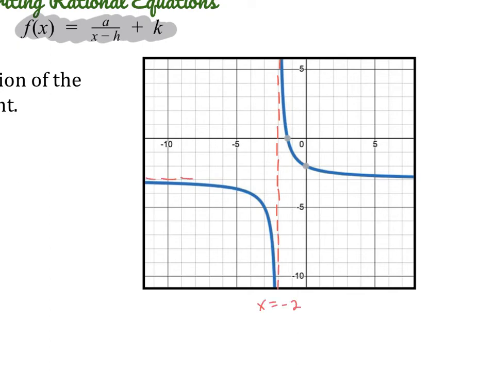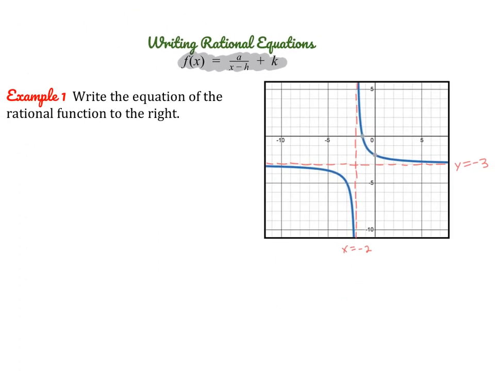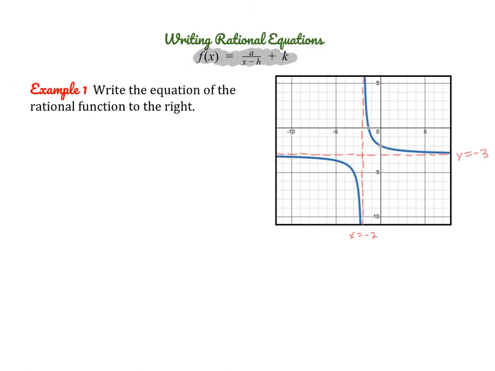and also this horizontal asymptote here at y equals -3. So that means that my h value is -2 and my k value is -3. So we can start by plugging those in to our function. So we have f of x equals a, which we don't know yet, over x. So remember, it's x minus our h value. So if our h value is negative, we're actually going to write x plus 2. And then we use our k value, which here is -3.